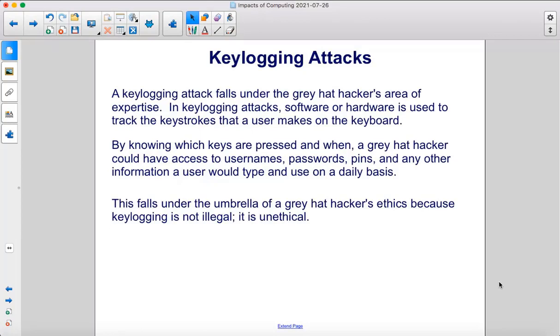A keylogging attack falls under the gray hat hacker's area of expertise. In keylogging attacks, software or hardware is used to track the keystrokes that a user makes on the keyboard. By knowing which keys are pressed and when, a gray hat hacker could have access to usernames, passwords, pins, and to any other information a user would type and use on a daily basis. This falls under the umbrella of a gray hat hacker's ethics because keylogging is not illegal, it is unethical.